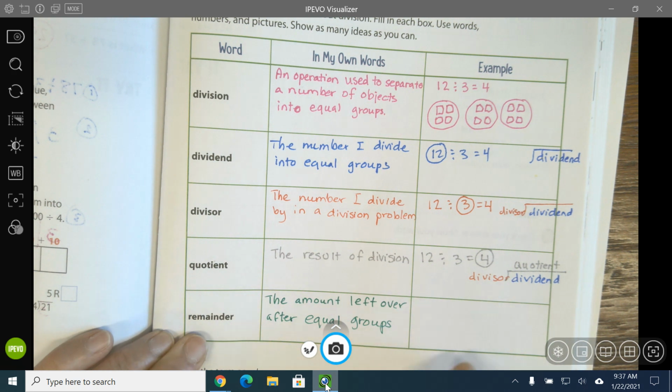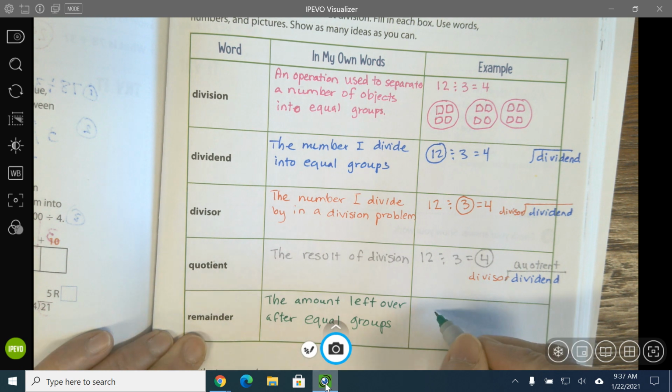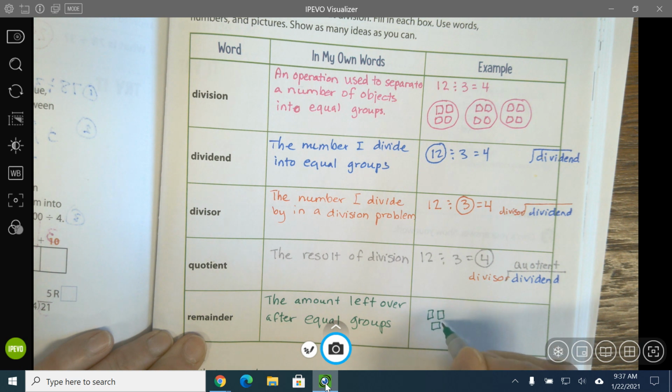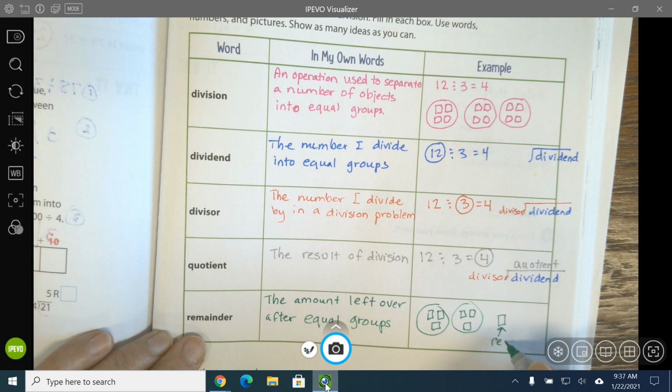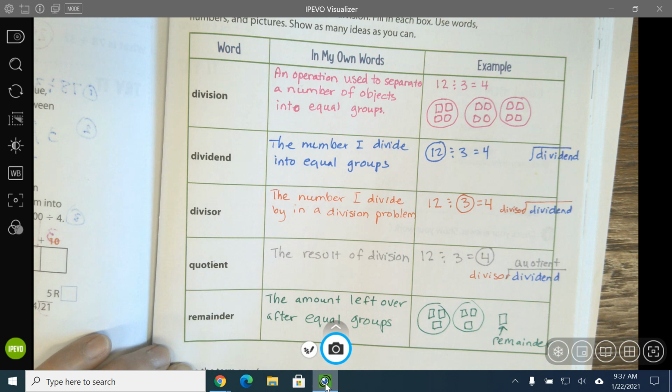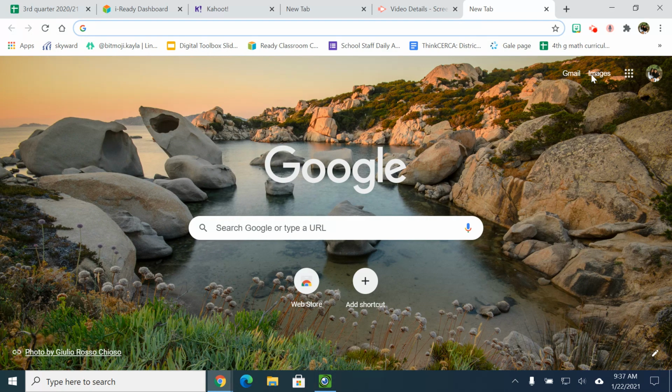But there are other problems where you may have a remainder. So I'm going to draw an example: let's say you have 1 group, 2 groups, and then you have a remainder of that extra one that doesn't go into a group. So this is what you call a remainder. Okay? All right. So I'm going to leave that on there for you to copy down.